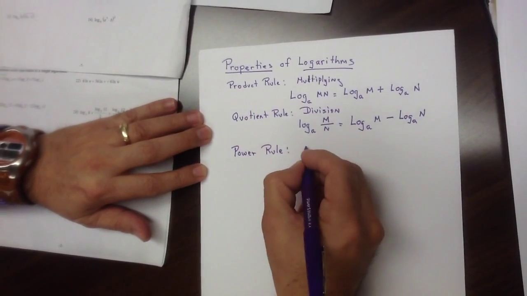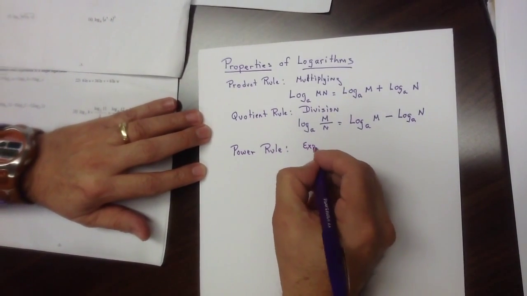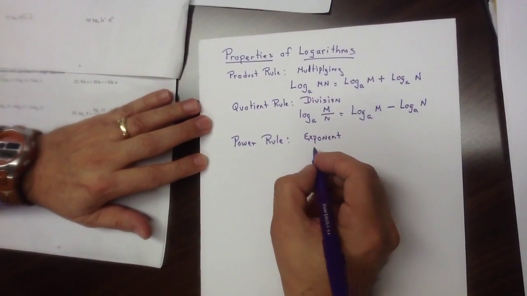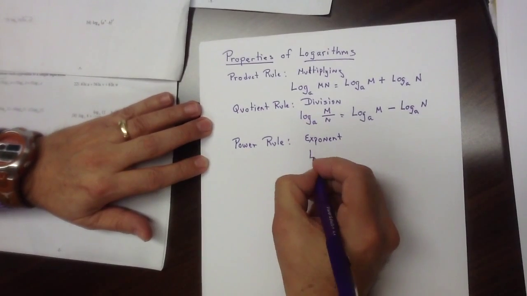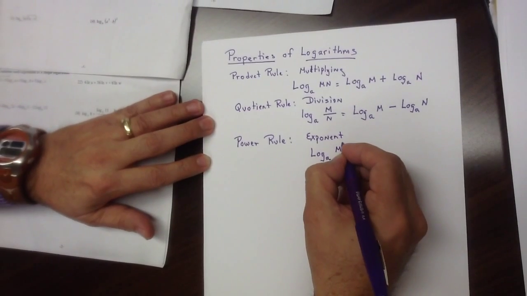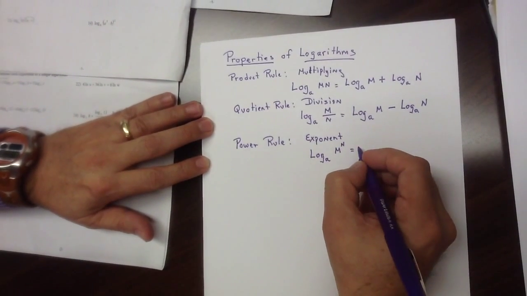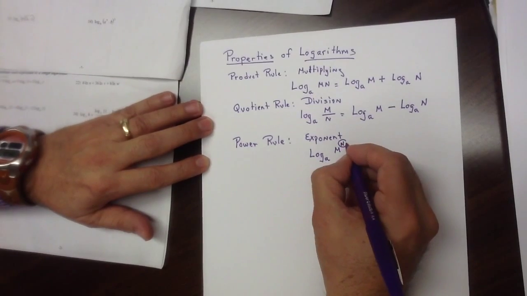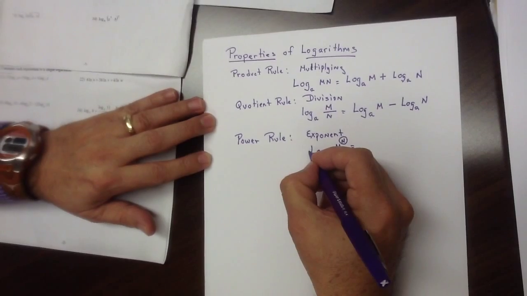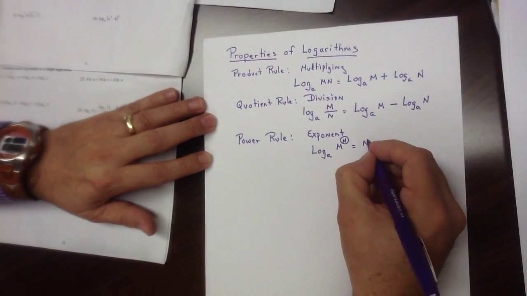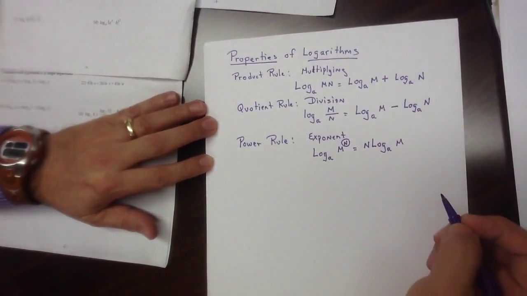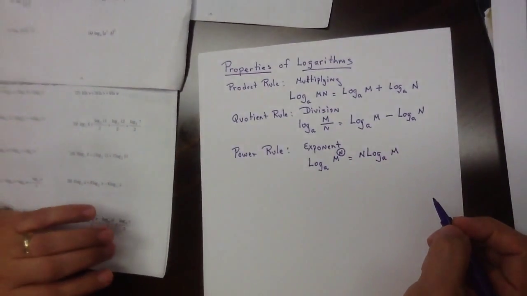In the power rule, this is the one with the exponent. On this one, we multiply. So I'm going to have log base A of m to the n. Anytime you have a power, you're going to multiply times a log. In other words, the power always goes in front, on the left side of the log. So in this case, it will be n times log base A of m. These are the three properties for the logs.